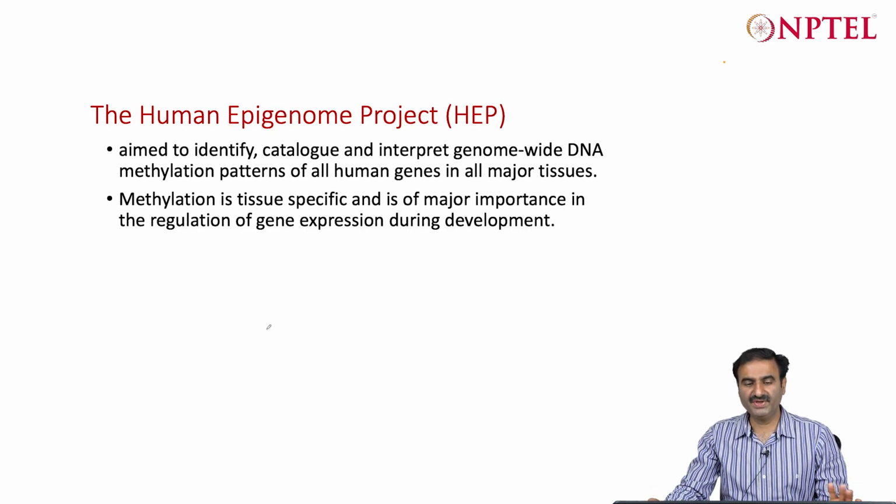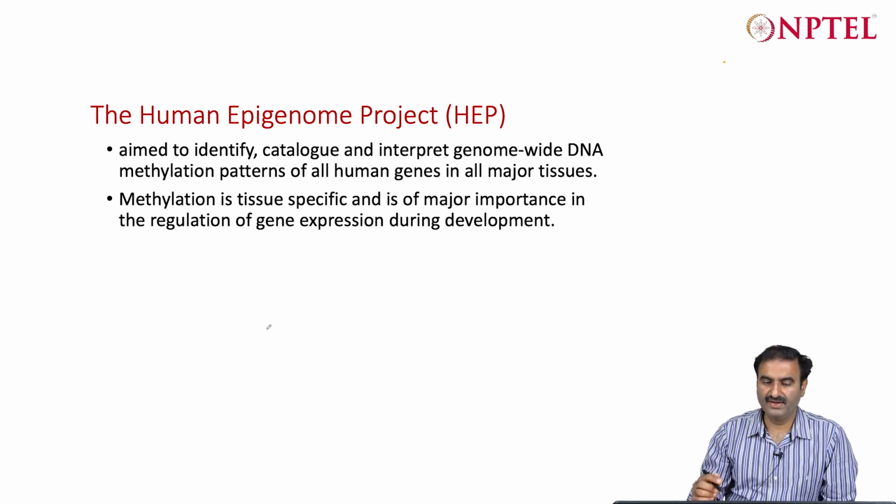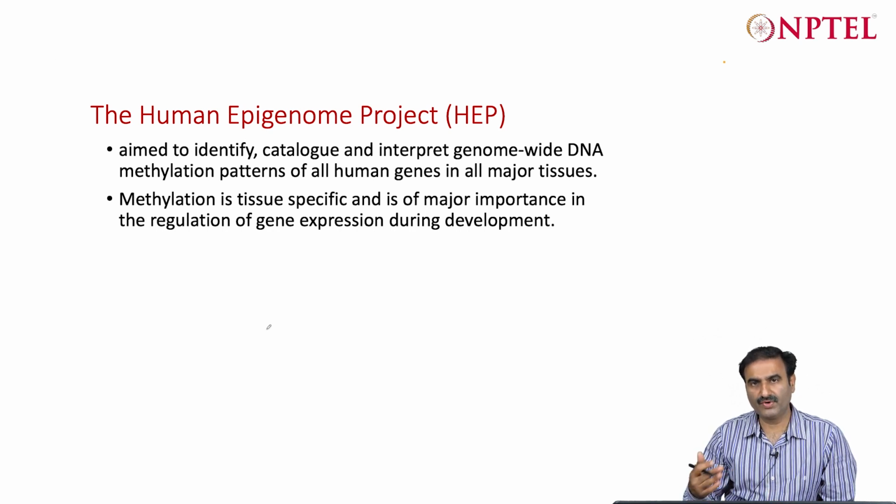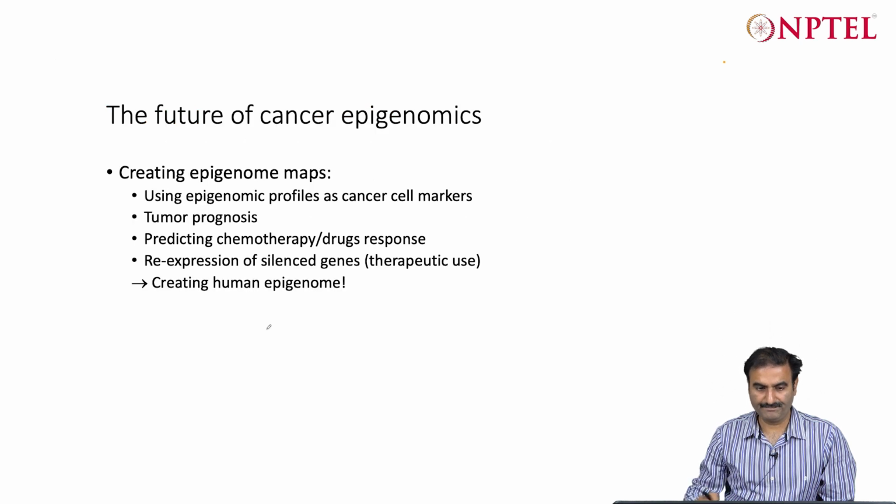So that is why the Human Epigenome Project generated a catalog of all the genome-wide DNA methylation patterns in all the human genes in all the major sites, and people can use this as the reference database for comparative analysis, which can provide first-hand and growing information on the methylation states of various tissues in terms of health and disease.